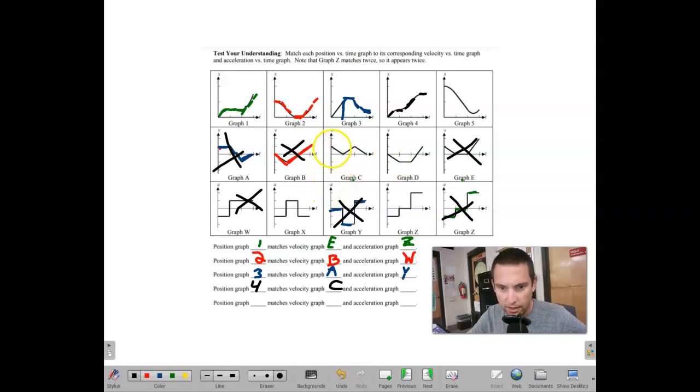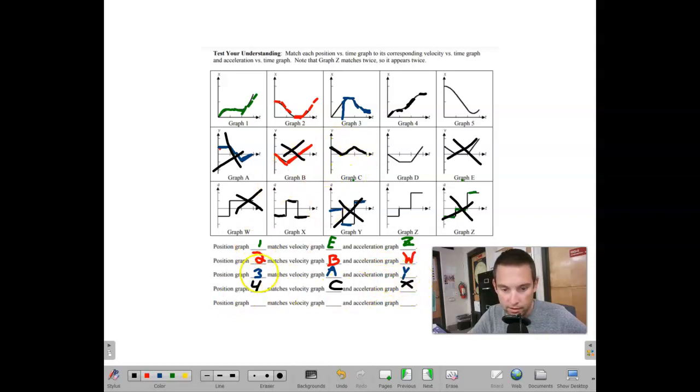For C, we have a negative acceleration because velocity is going closer to negative. Then our velocity is going closer to positives, so it's a positive acceleration, and then it's a negative acceleration. Our velocities are going closer to negative. So negative acceleration, positive acceleration, negative acceleration. That's X.